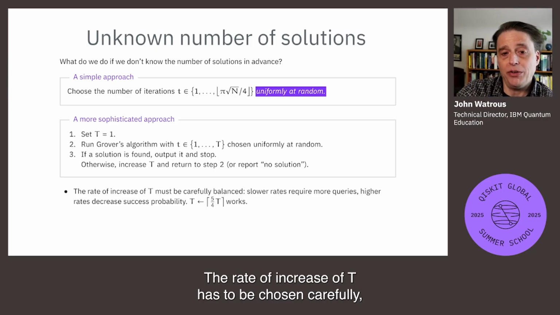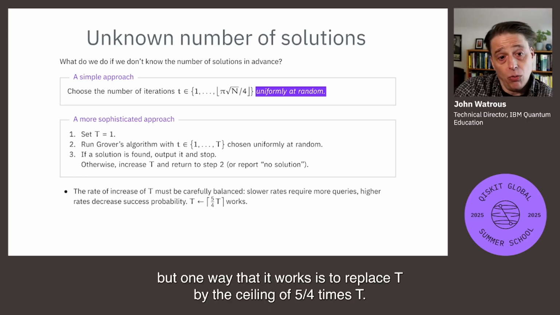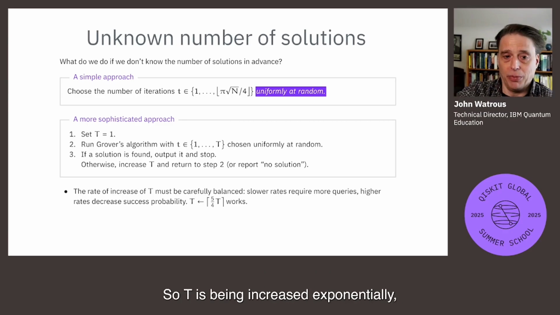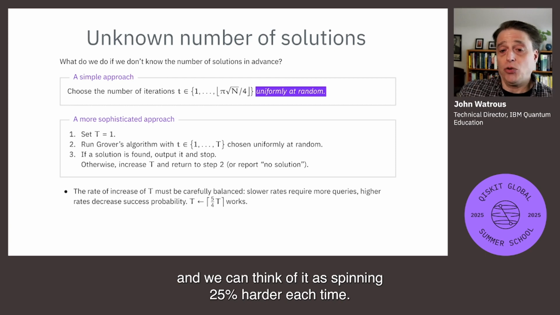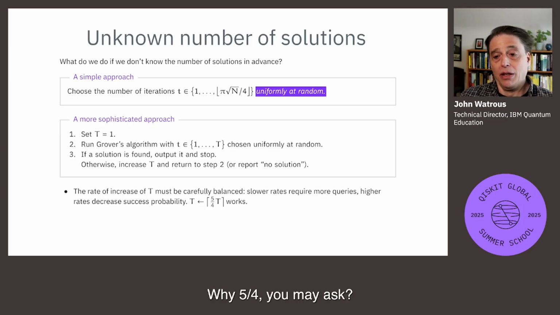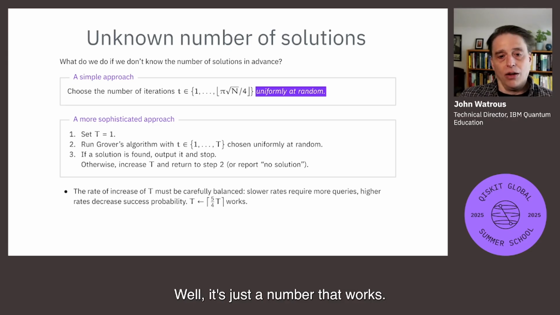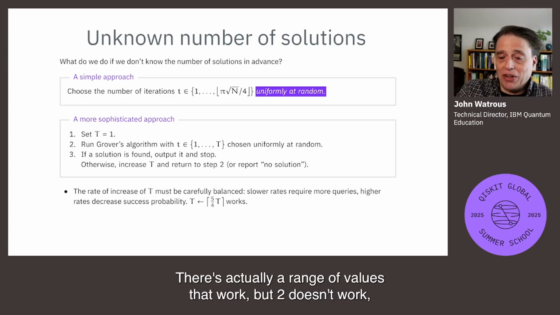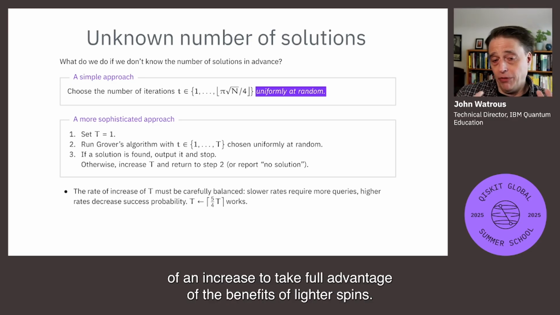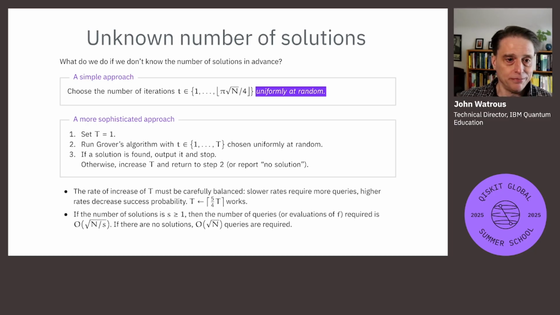The rate of increase of t has to be chosen carefully, but one way that it works is to replace t by the ceiling of 5/4 times t. So t is being increased exponentially, and we can think of it as spinning 25% harder each time. And it's important for the analysis that t does increase exponentially like this. Why 5/4, you may ask? Well, it's just a number that works. There's actually a range of values that work, but 2 doesn't work, for instance. Doubling t each time is too fast of an increase to take full advantage of the benefits of lighter spins.